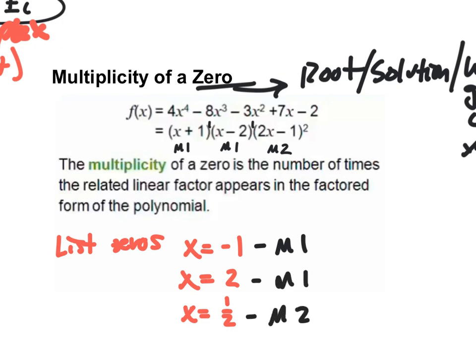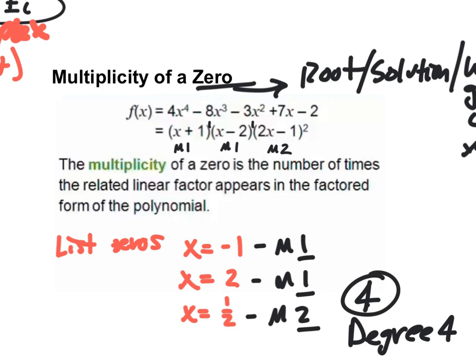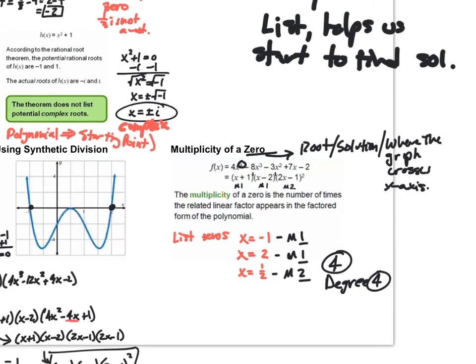Now, why am I doing this? What's the point of this? The point is that if I add these multiplicities up, I get 4. My degree is 4. Notice how the number of solutions that I get matches my degree. We're going to talk about that in the next section, but that's the idea.